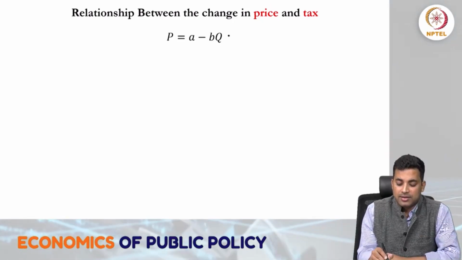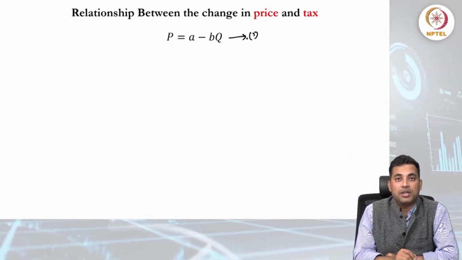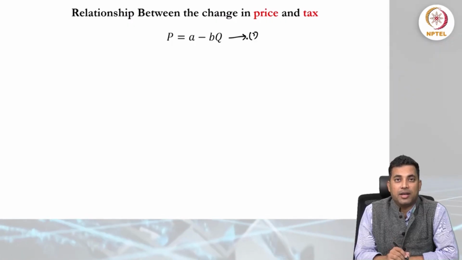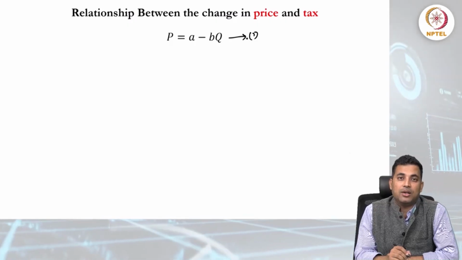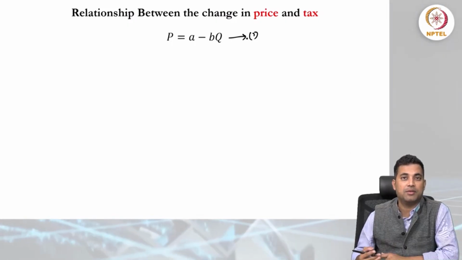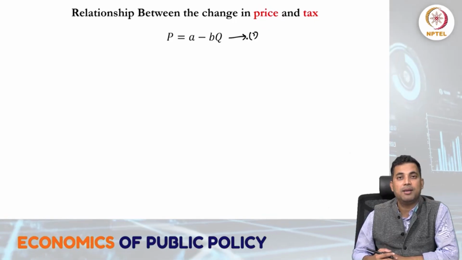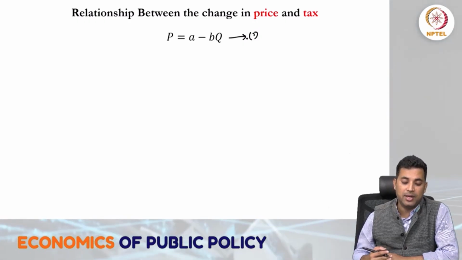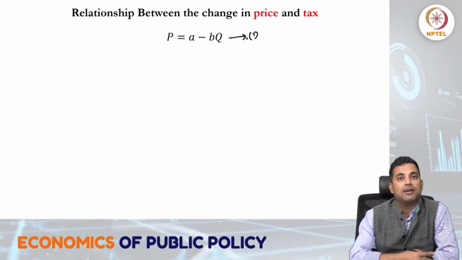Assume this is the price and quantity relationship, and let us assume that price and quantity demanded, P and Q, are inversely related. So basically the law of demand is being followed here. As the price of the commodity increases, demand for that good will decrease, right? So we are assuming that the demand function is downward sloping.